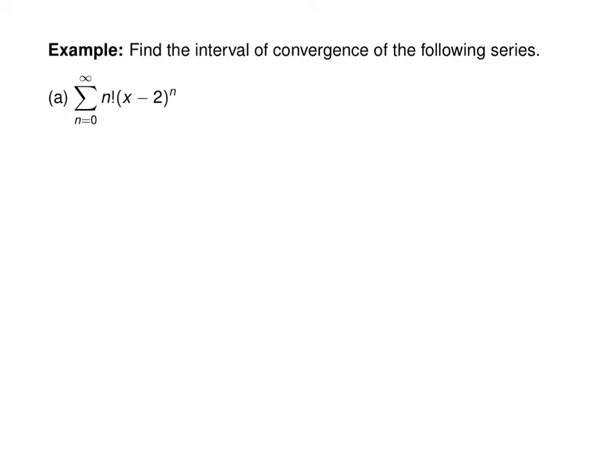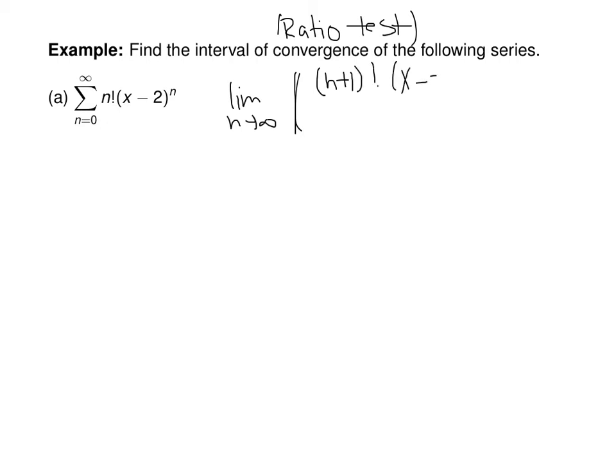Let's just do a few more examples. Let's find the interval of convergence for this series. So we have the limit as n goes to infinity. Once again, we're going to apply the ratio test. So the absolute value of (n plus 1) factorial times (x minus 2) to the n plus first over n factorial times (x minus 2) to the n.